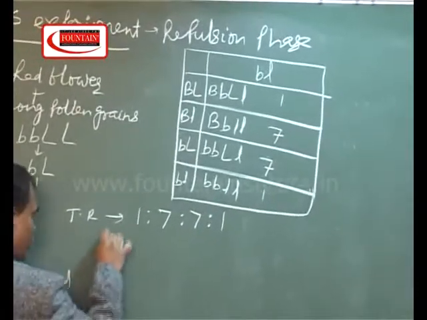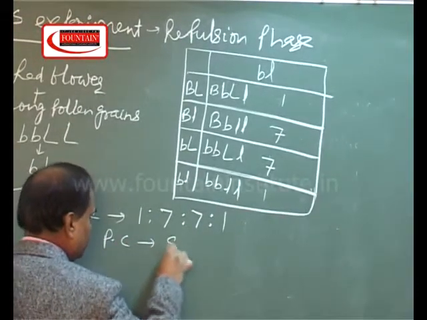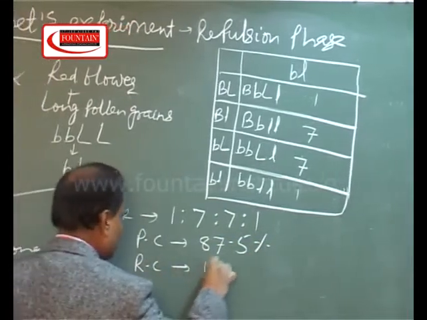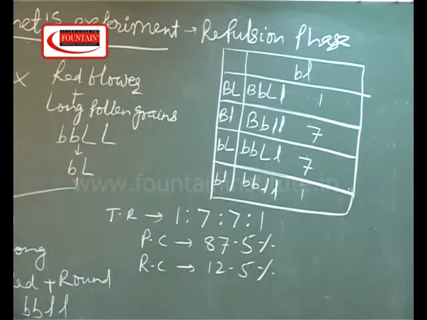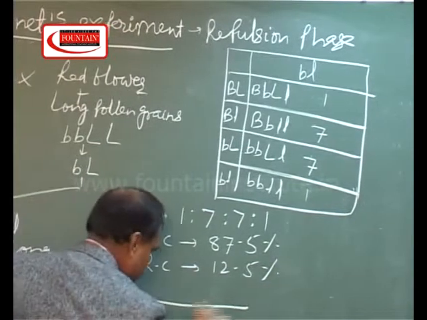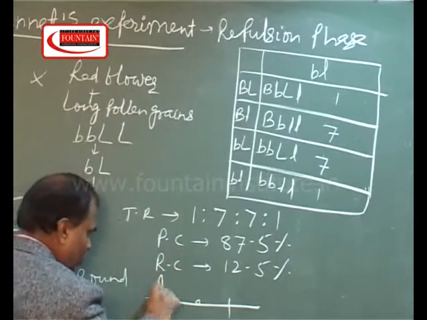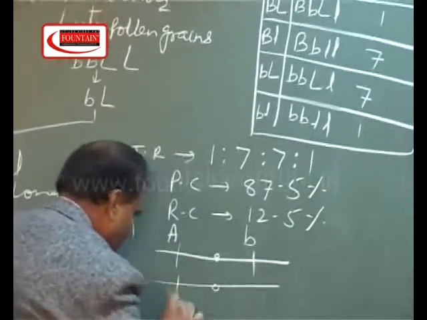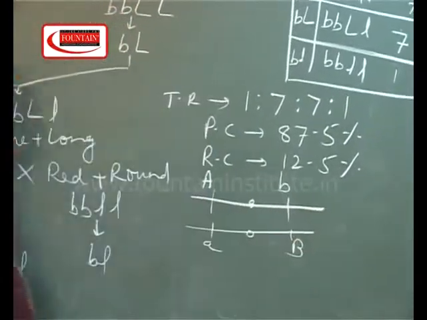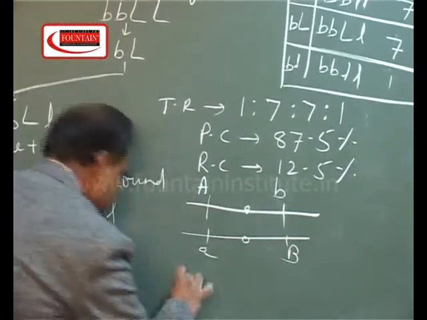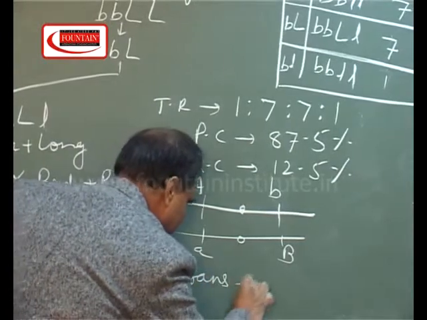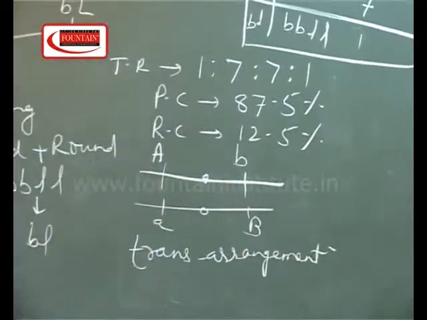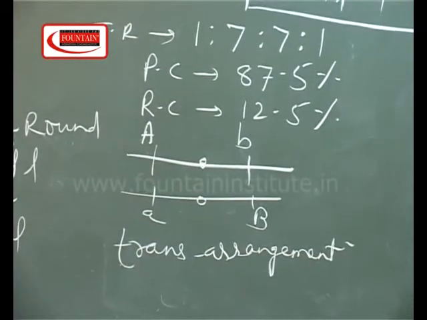And here also we got the parental combination 87.5% and recombinant combination 12.5%. And the arrangement of genes is like this: on one chromosome, one dominant, another recessive; on another chromosome, one recessive, another dominant. And this type of arrangement is called trans arrangement. So actually we have discussed the Bateson and Punnett experiment.